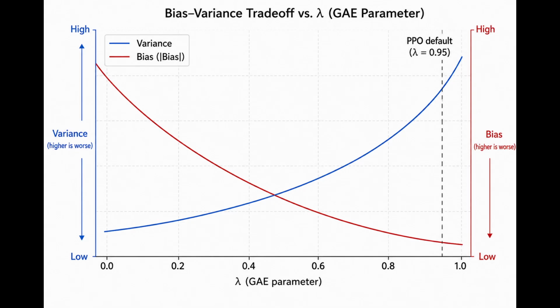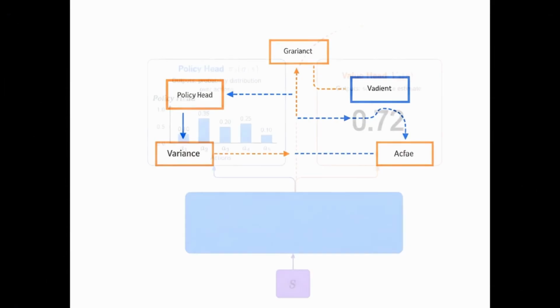Positive advantage: this trajectory did better than expected. Push up the probabilities of those actions. Negative advantage: this trajectory underperformed. Push them down. This is a much more informative and stable signal, and this is exactly where you arrive at actor-critic methods. The actor is the policy πθ, the critic is the value function V_φ. They train jointly, with the critic providing low-variance advantage estimates to the actor.